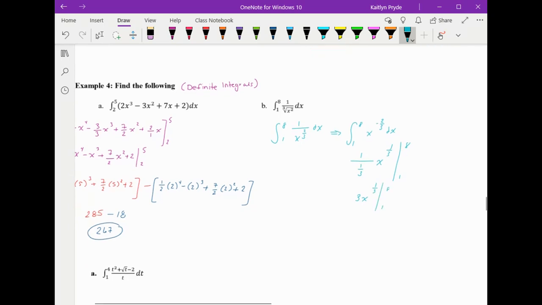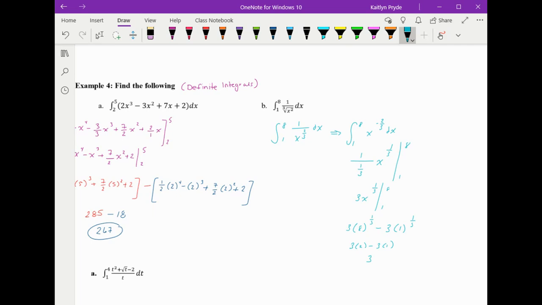If I plug these values in, I'm really looking at 3 times the cube root of 8, minus 3 times 1 to the 1/3, or the cube root of 1. That gives me 3 times 2 minus 3 times 1. That's a 6 minus a 3, which has a value of 3.